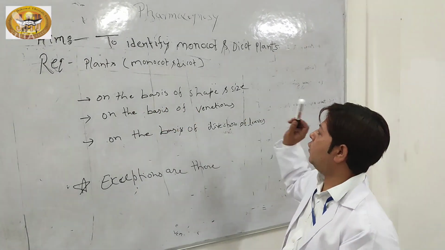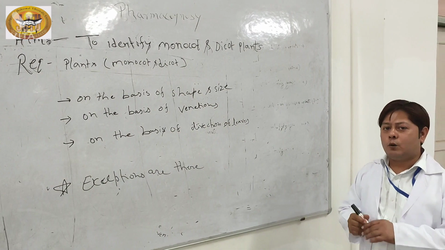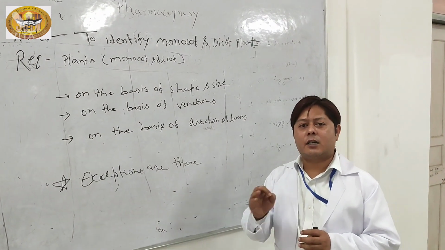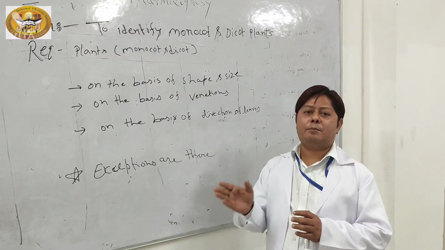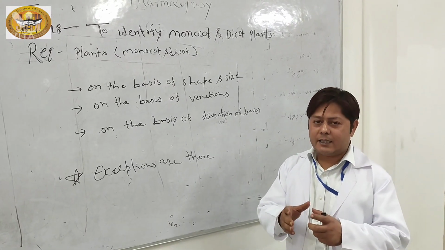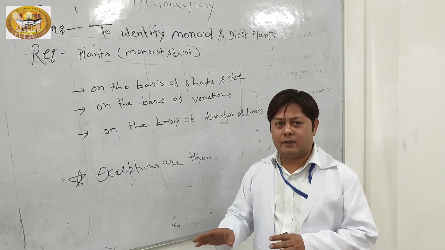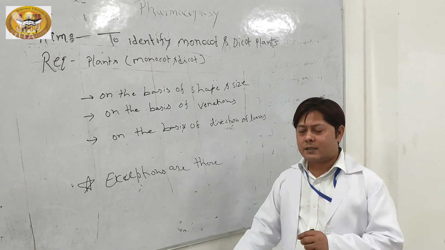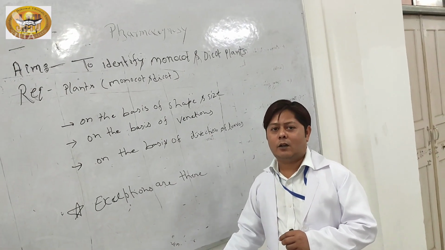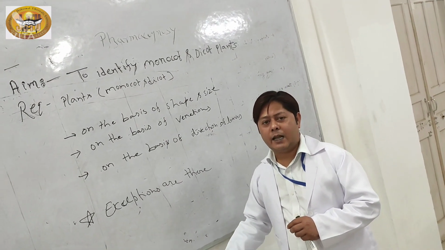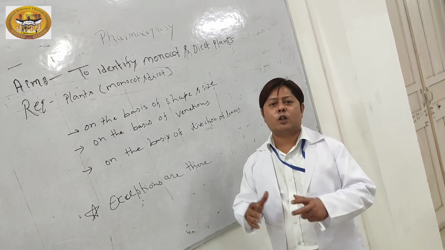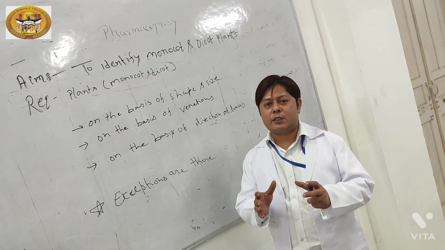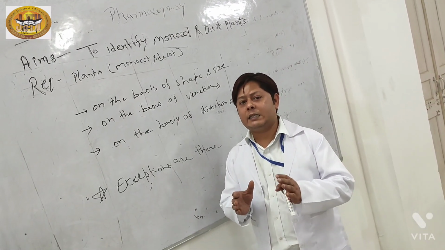First is on the basis of shape and size. As I told you already, there are several types of plants categorized under shrubs, herbs, trees and plants. The shape and size of herbs and shrubs is different. Herbs are very small plants. Shrubs are slightly longer or taller than herbs. And the tree is thicker than shrubs and herbs. On that basis you can identify monocot and dicot plants easily.